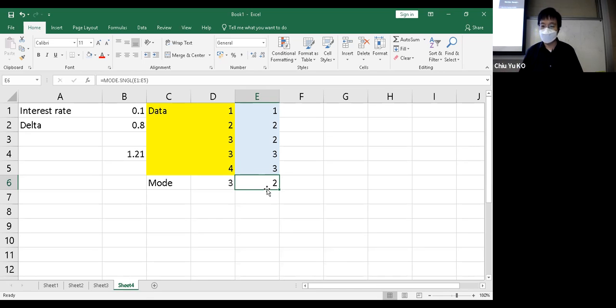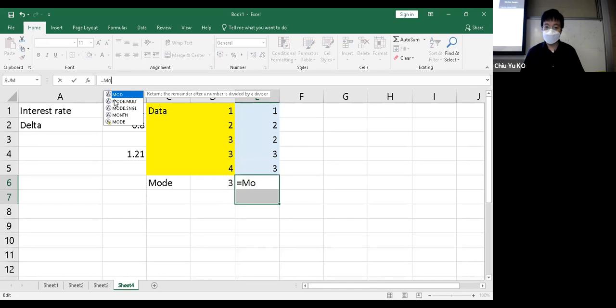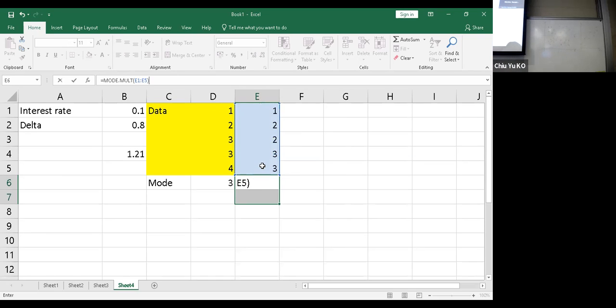So what I do is highlight two cells first, and then start to type the formula. The formula for this will be MODE.MULT, and then you just select from E1 to E5. Once you're done, don't just press Enter. You have to press Shift and Enter at the same time.